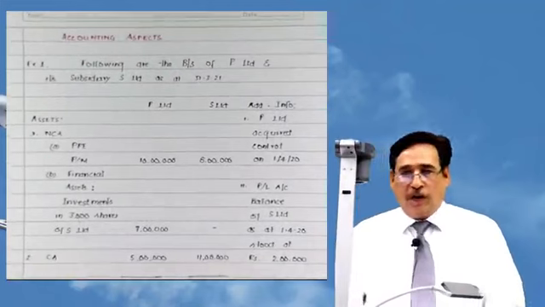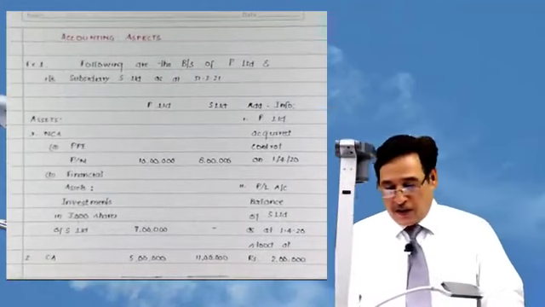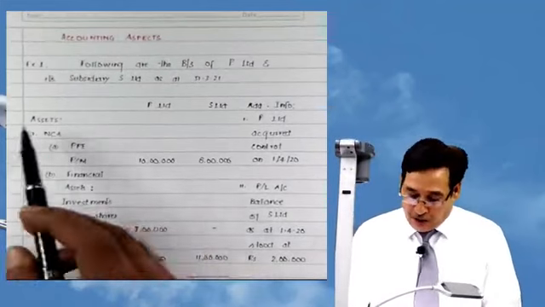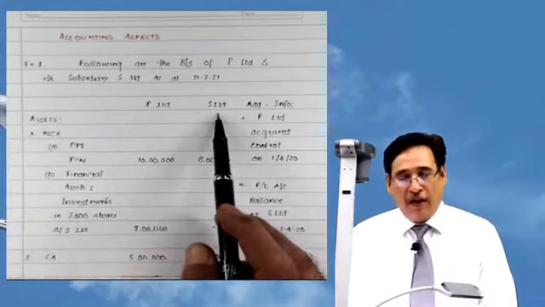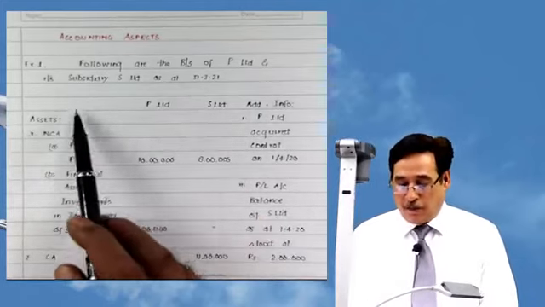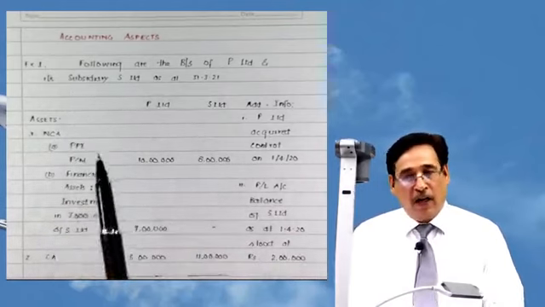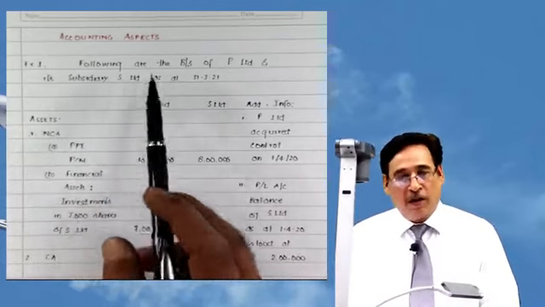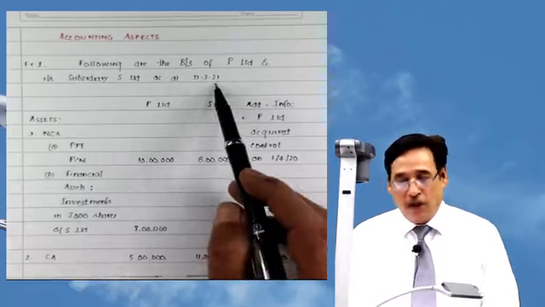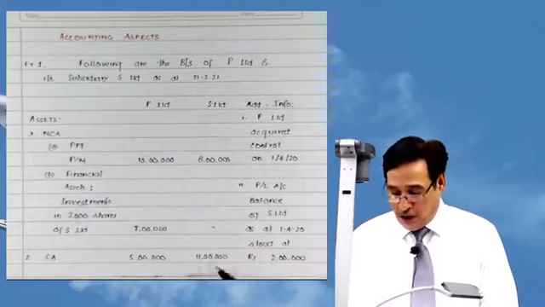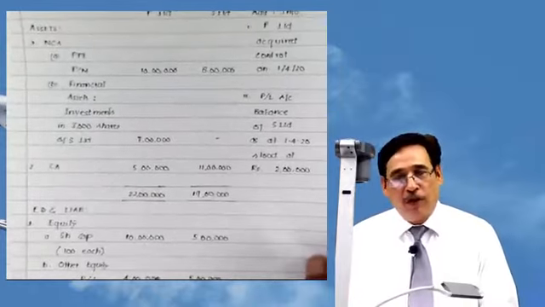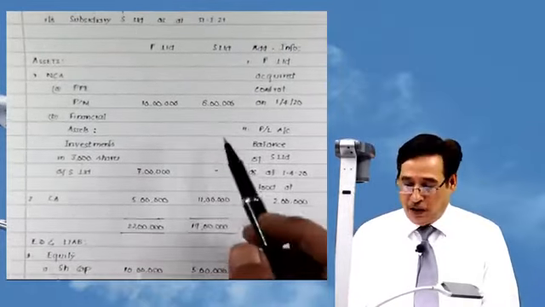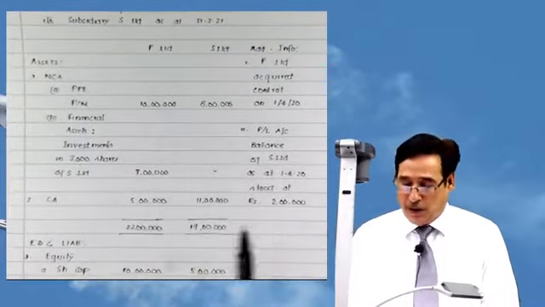This is the question which we did in the last session. In fact, we are going to take up this question once again. P and S Limited: following are the balance sheets of P and S Limited, and I have written very clearly that S Limited is the subsidiary of P Limited. Balance sheet date is 31st March 2021. If some of you haven't written it, I would love you to note it down as soon as possible.